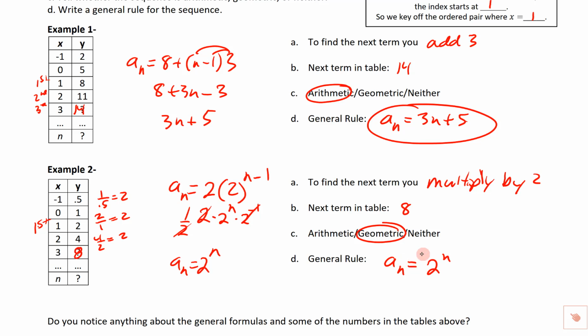And just to double check and make sure that that actually works here, let's plug in a 1. If you plug in a 1, that's 2 to the first, that's a 2. If you plug in a 2, that's 2 to the second, that's 4. If you plug in a 3, there we go, and we're all set.